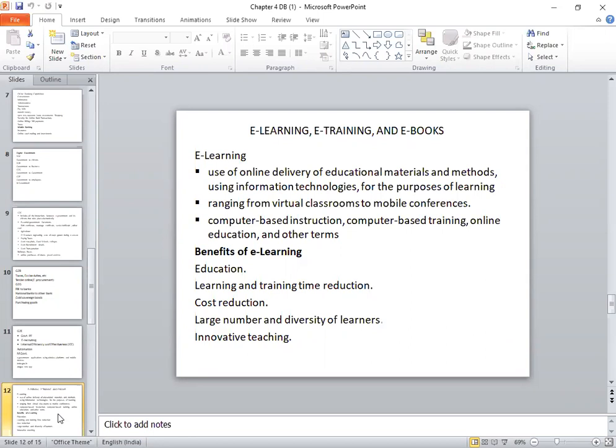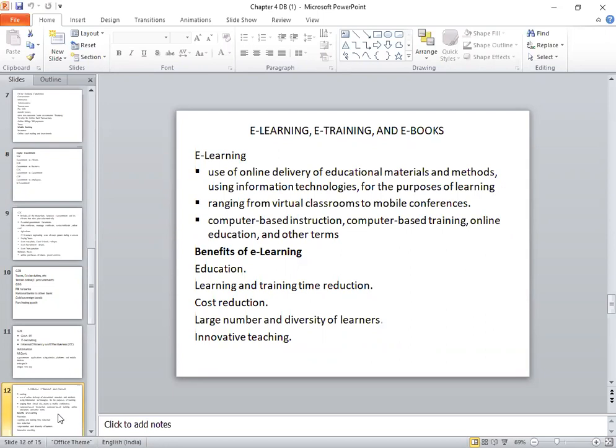Now, use of online delivery of education materials and methods. This is a definition, okay? Using information technologies for the purpose of e-learning. So, whenever through the online mode the education takes place, it is part of e-learning, maybe with reference to the learning material, the methods used with the application of internet, with the application of IT.